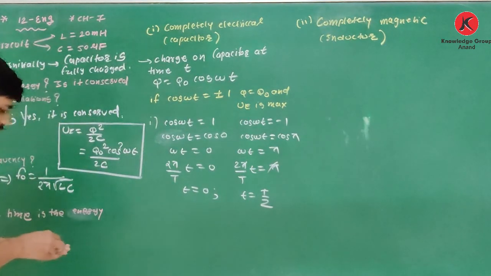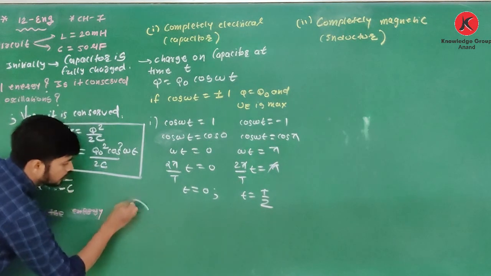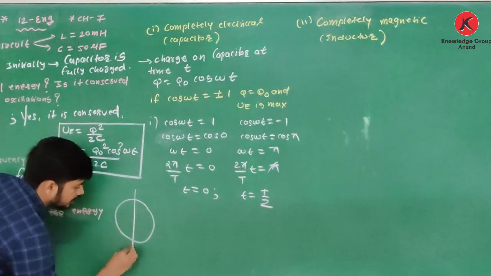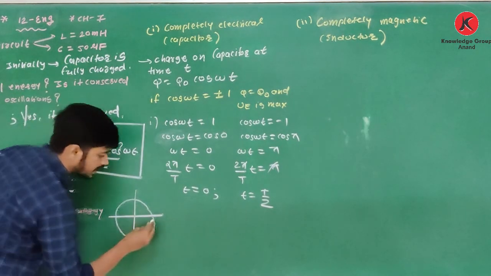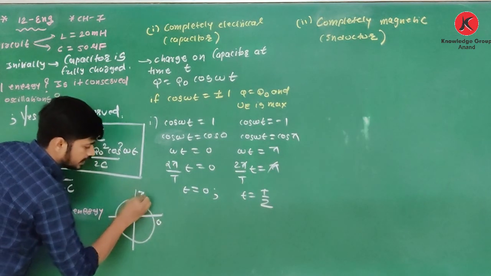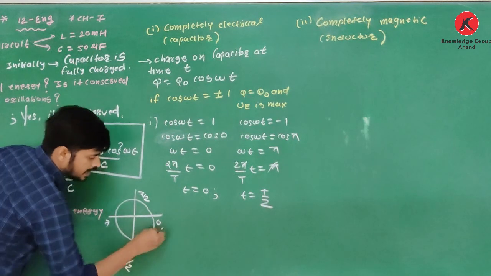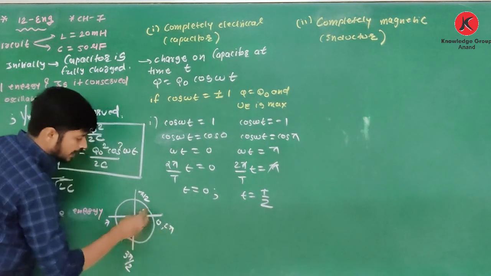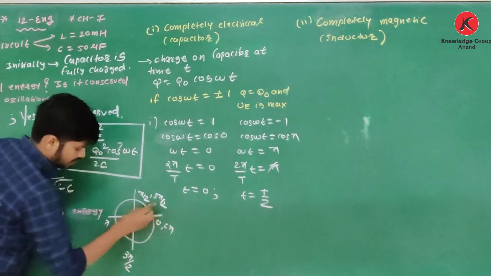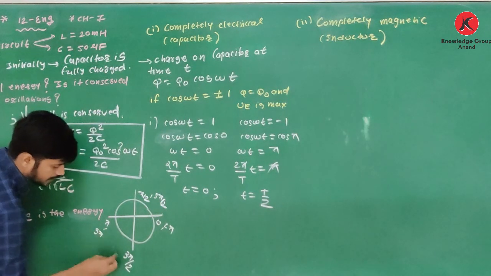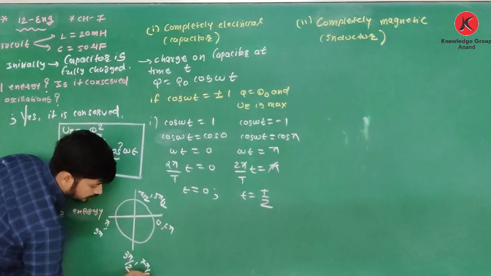If you know the unit circle, students, then we know that here the angle is 0. Here it is pi by 2, pi, 3 pi by 2. Here it will be 2 pi. Here it will be 5 pi by 2. Here it will be 3 pi. Here it will be 7 pi by 2.